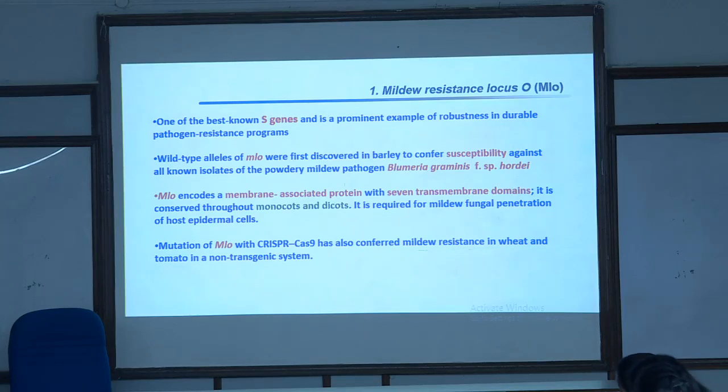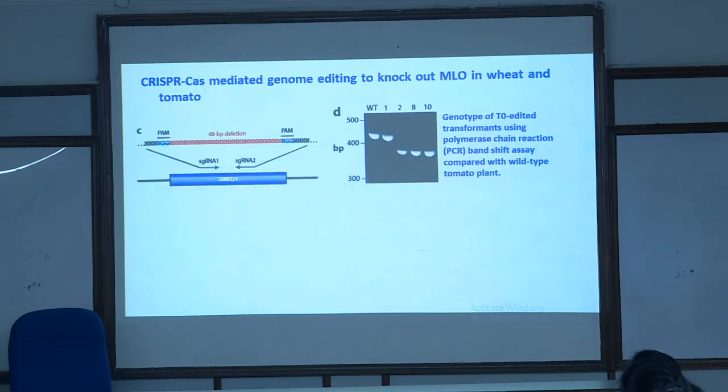cell. I was talking about there is some function they confer to the pathogen. Here it is penetration of host epidermal cells. The mutation in MLO with CRISPR-Cas9 has also conferred mildew resistance in wheat and tomato in non-transgenic systems. So this is in a nutshell. I don't want to take too much time on this. You know it very well.